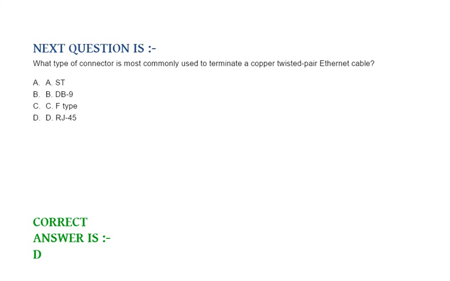Question is, what type of connector is most commonly used to terminate a copper twisted pair Ethernet cable? Option A, ST. Option B, DB9. Option C, F-type. Option D, RJ45. Correct answer is option D.